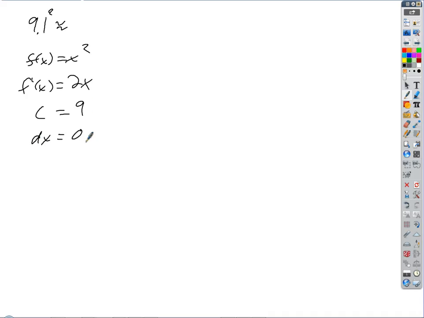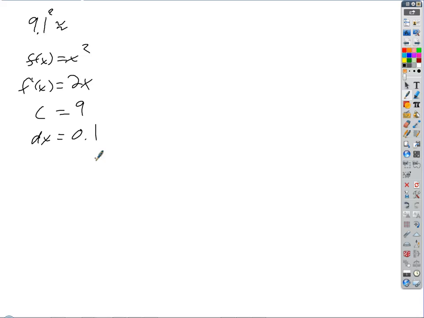Right, so if we want to estimate f of x, we're just saying what is 9.1 squared approximately? So what's our function? What's f prime? What's c? What's dx? It's 0.1, because this time we're going from 9 to 9.1. Last time we went from 25 to 24. Yeah, that makes more sense.